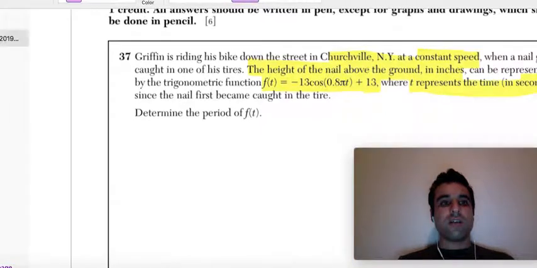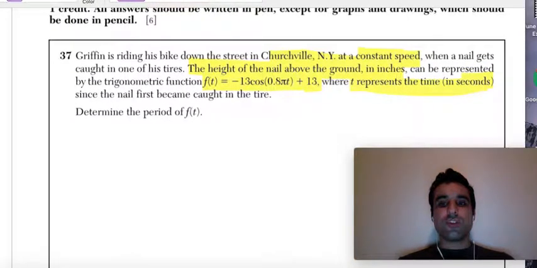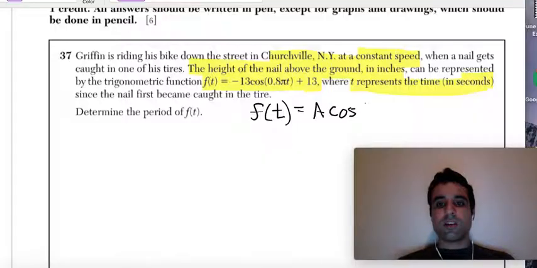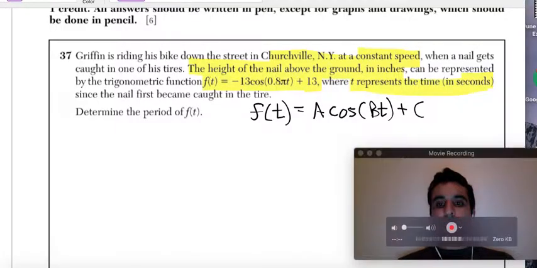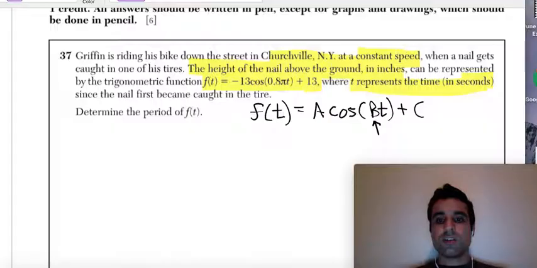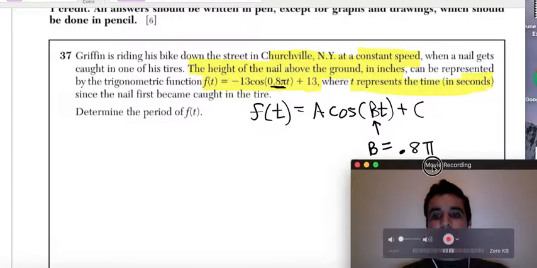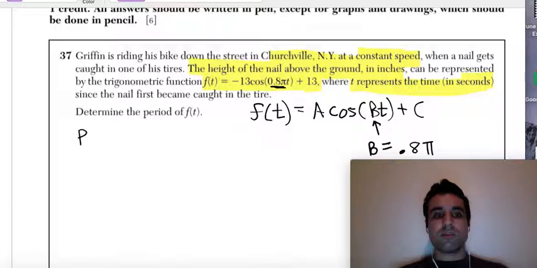Determine the period of f of t. So guys, for a sine or a cosine graph, the general function looks like f of t equals a times sine or cosine of b times t, plus c. All we need to know right now is this b value. The b value is the coefficient of t, which is also known as the frequency. That's 0.8 pi. To get the period, the relationship is that the period times the frequency is equal to 2 pi. So the period times 0.8 pi is equal to 2 pi.